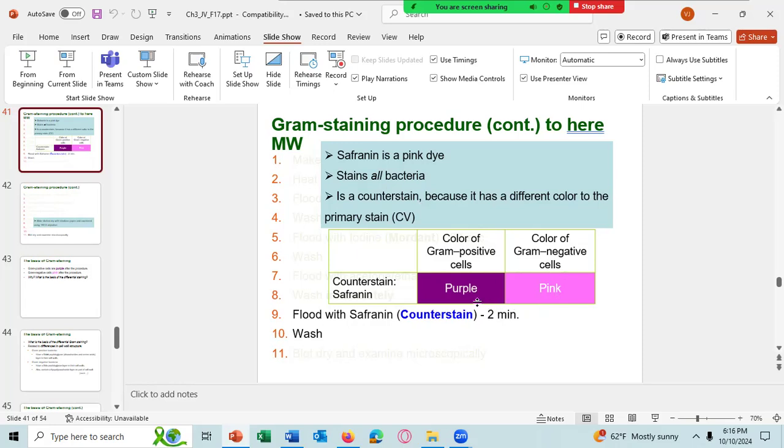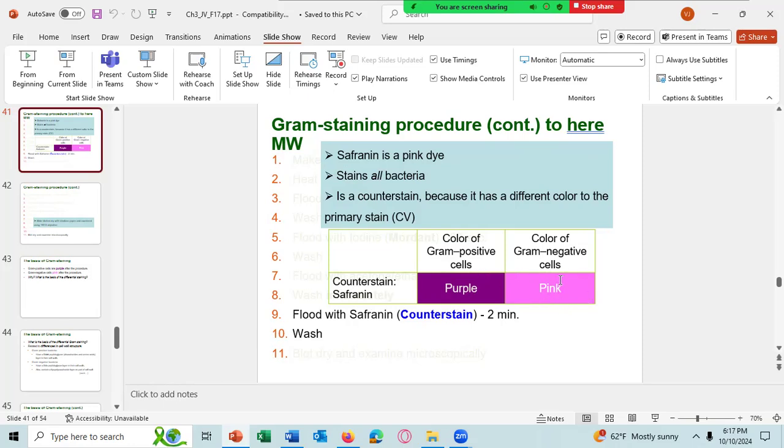However, the gram-positive cells have the crystal violet iodine complex in them. They also have the safranin in them. But to our human eye, we only see the purple stain because purple is a stronger color. The human eye only sees the purple color. If you were to look at the cells, so let's make this a cell under an electron microscope, you would see one part of the cell purple and another part of the cell pink.